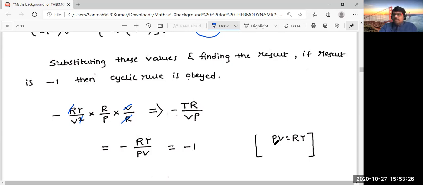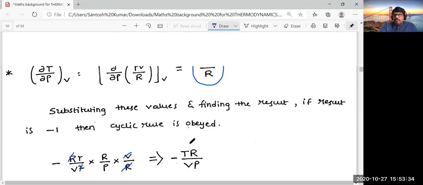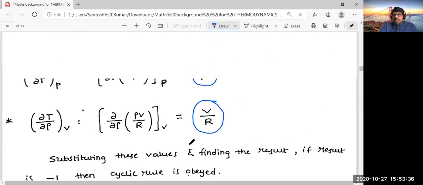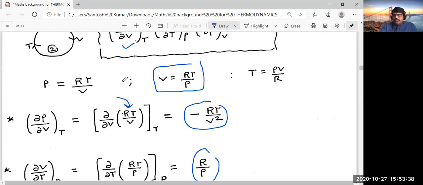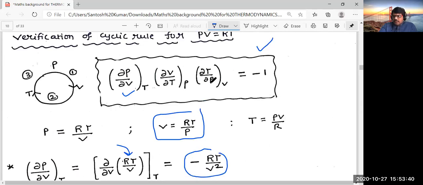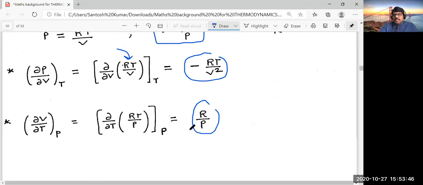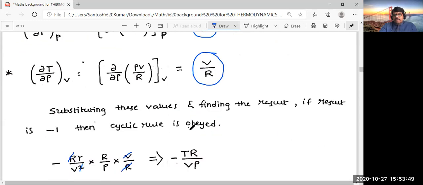According to the given equation, PV is equal to RT. So these two get cancelled, and we are getting minus 1. After calculating the partial derivatives and substituting, we get minus 1. So like this we can verify the cyclic rule.